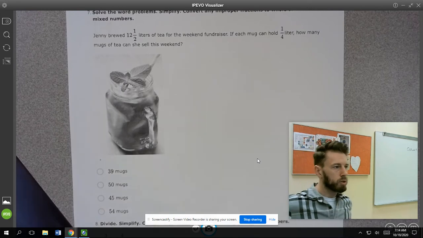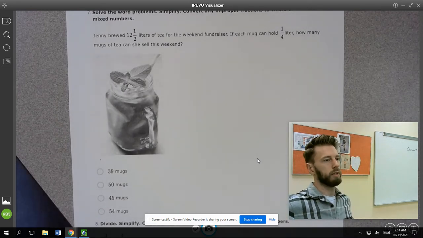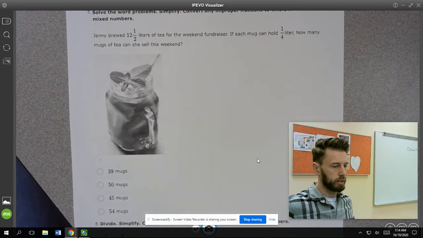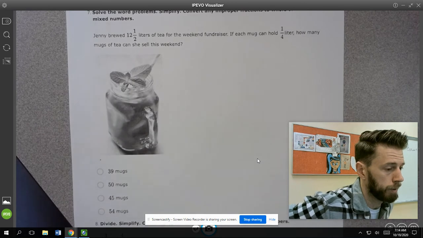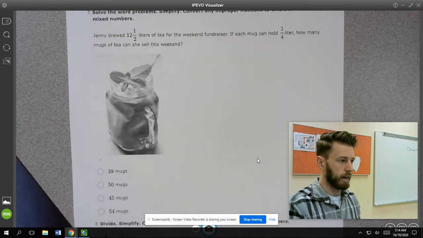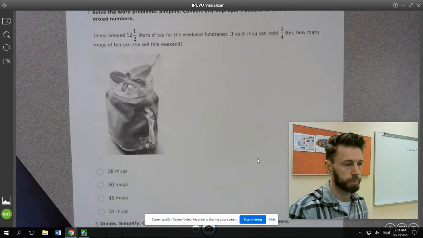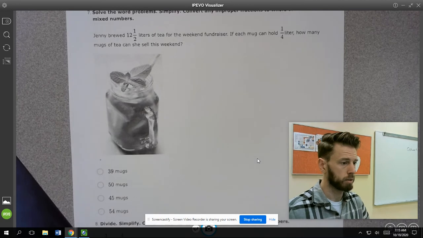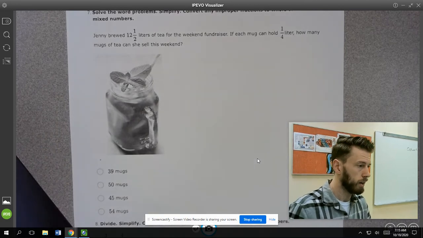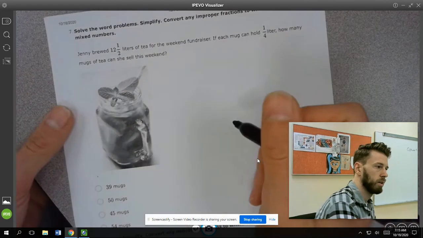Number 7, Jenny brewed 12.5 liters of tea for the weekend fundraiser. If each mug can hold a fourth of a liter, how many mugs of tea can she sell this weekend? And this is a classic division problem because we're trying to figure out how many times she can pour out of this tea container into these mugs. You're dividing up the tea into the mugs, and you're going to get a big answer here. So you'll figure out how many mugs that is. This is a classic division problem.